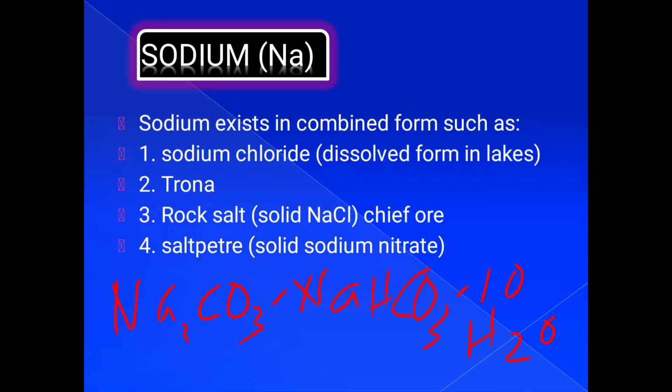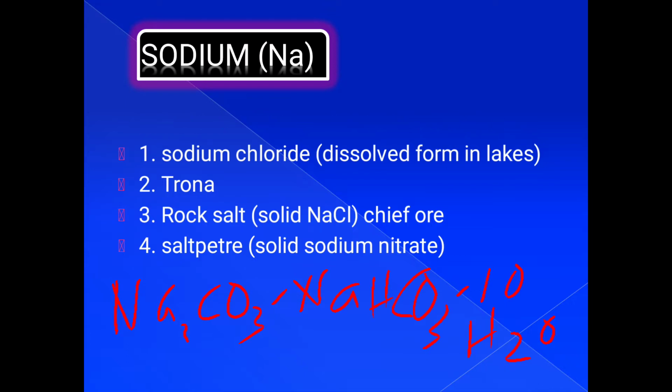We also have rock salt, and rock salt is simply solid sodium chloride, and basically this is the ore from which sodium is extracted. And then we have saltpeter, which is basically solid sodium nitrate. It is also a compound that contains sodium.